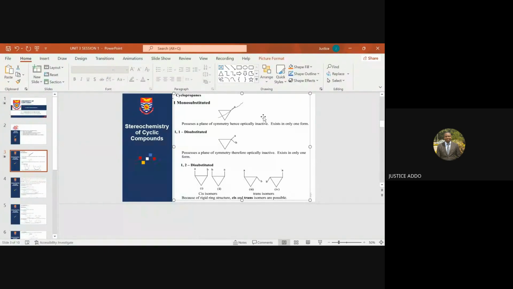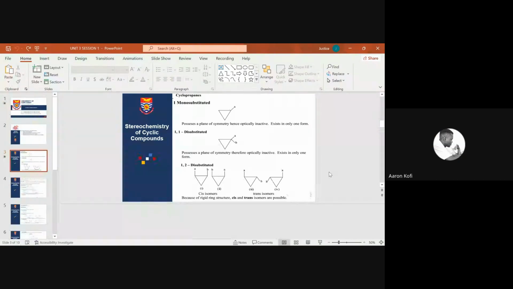Now, if you are able to draw the structure, the question is, describe the stereochemistry. Yes, anyone who wants to try?